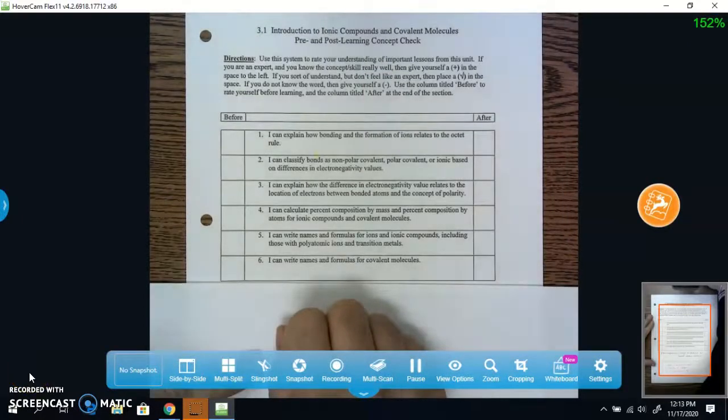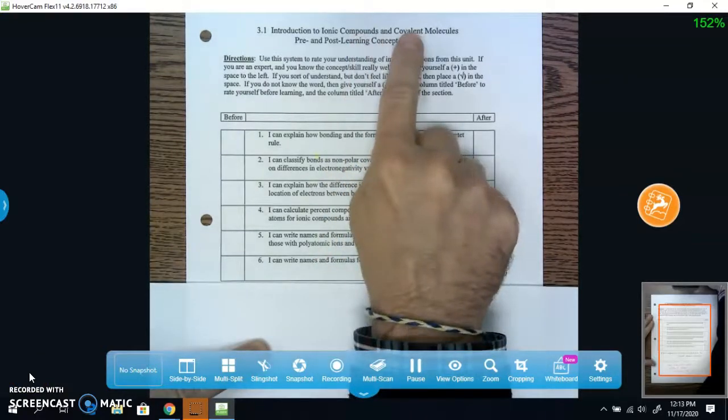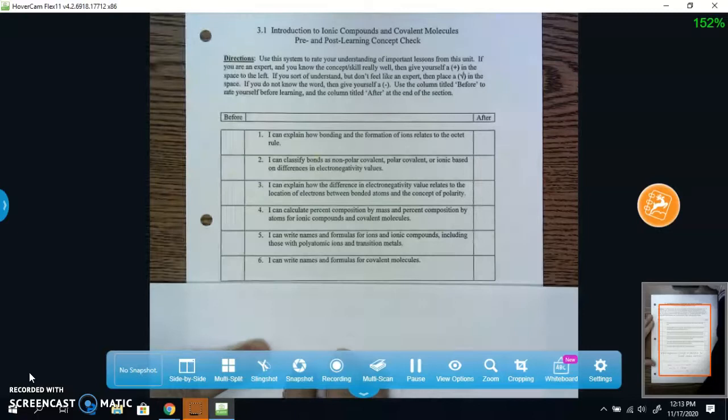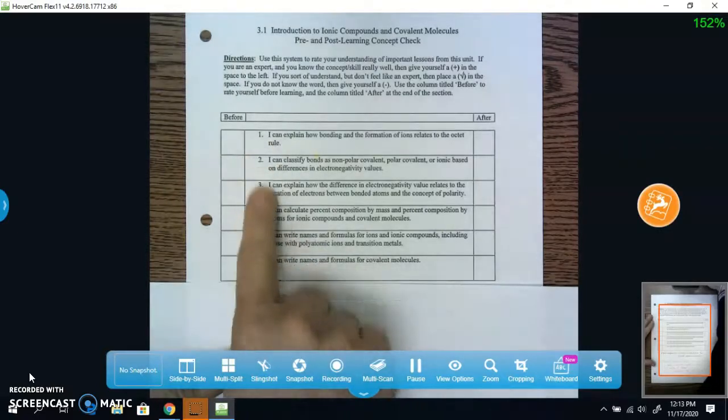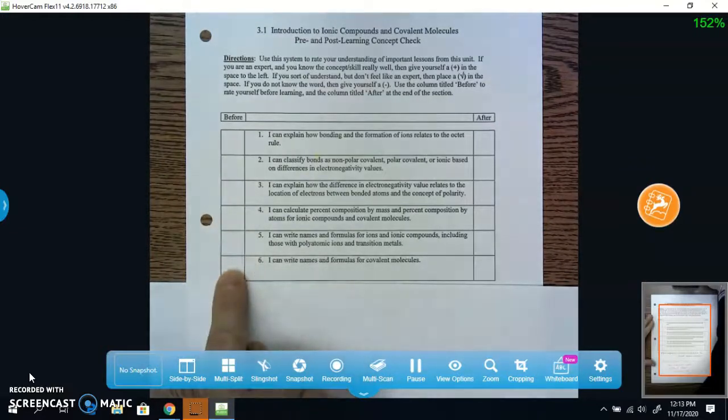Hi everybody. Today we're going to be completing the 3.1 pre-post learning concept check. You can see this is an introduction to ionic compounds and covalent molecules. So what I want you to do is to read through each one of these statements and respond with a plus, check, or minus in the before column. Hit pause, give yourself a minute to do that, and then hit play again.